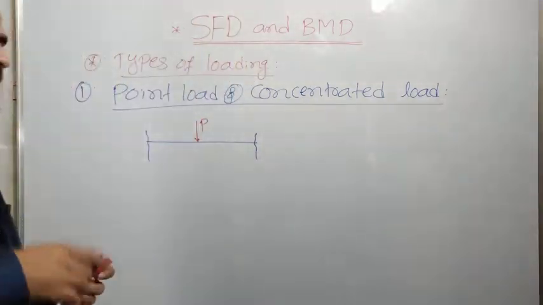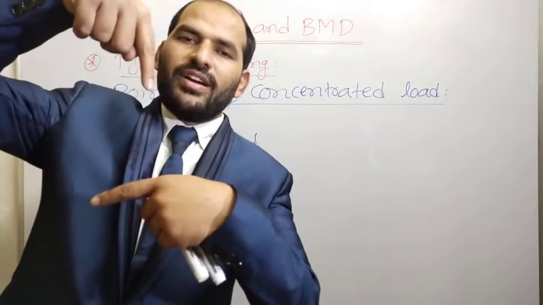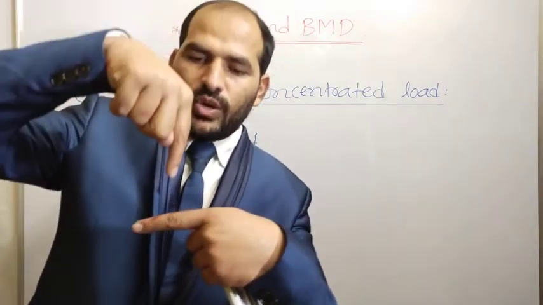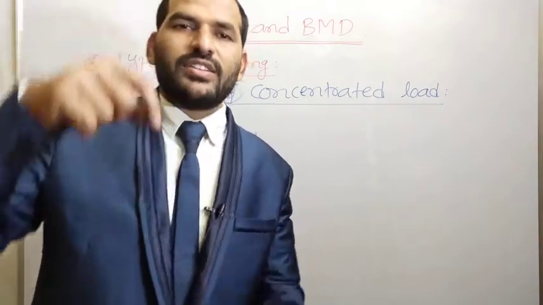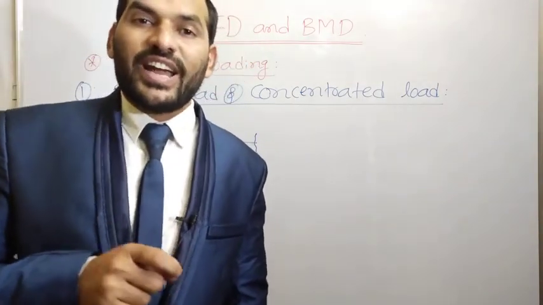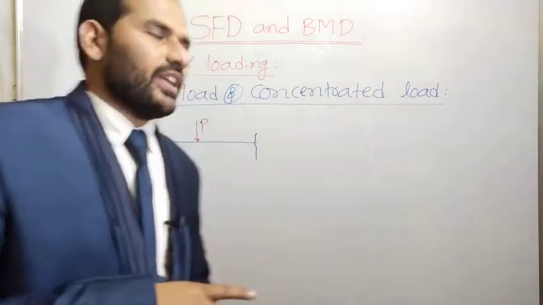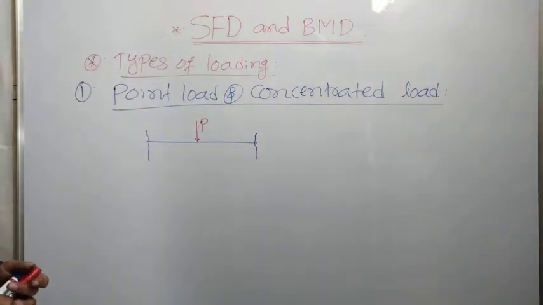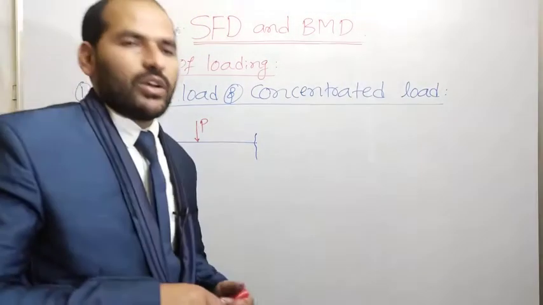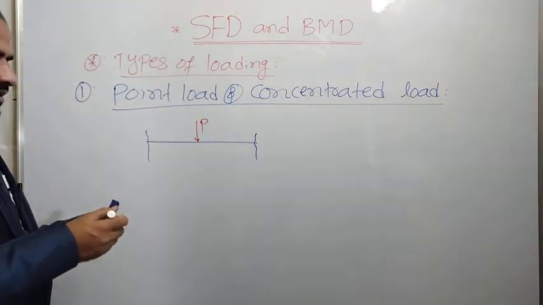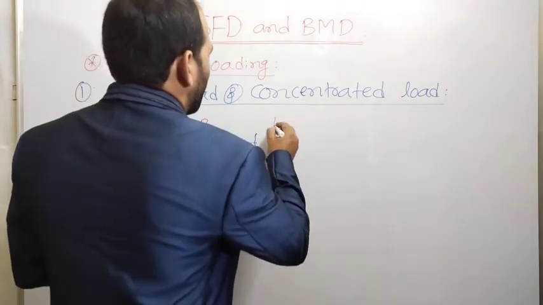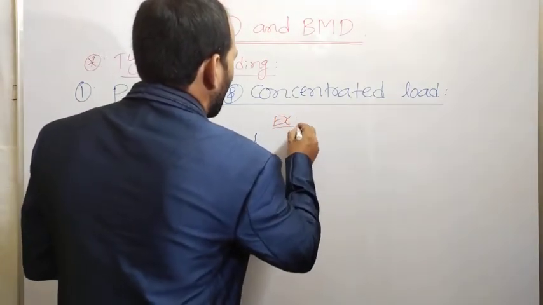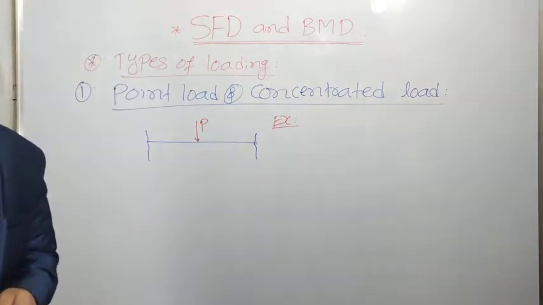So what is the point load? For example, this is the member. On this member, a load is acting like this. This type of load is called a point load. A load acting at a point is called a point load or concentrated load. What is an example of a point load or concentrated load?